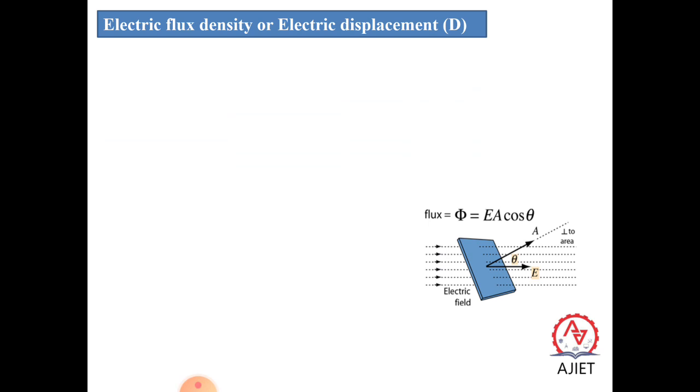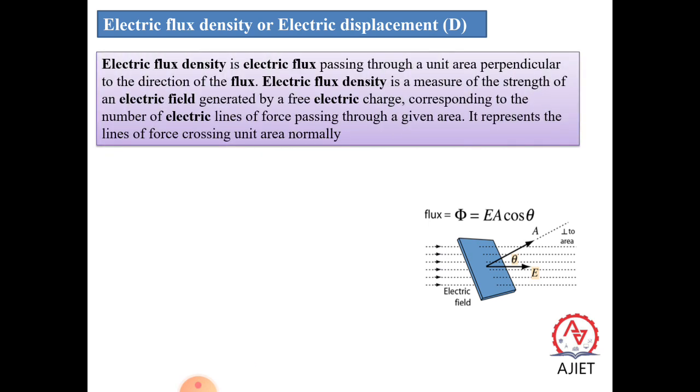So the next concept we can see is electric flux density. So what is this electric flux density or electric displacement? Electric flux density is the flux passing through a unit area in the direction of the flux. Electric flux density is a measure of the strength of the electric field generated by free electric charge, corresponding to the number of electric lines of force passing through the given area. It represents the number of lines of forces passing through a given area.